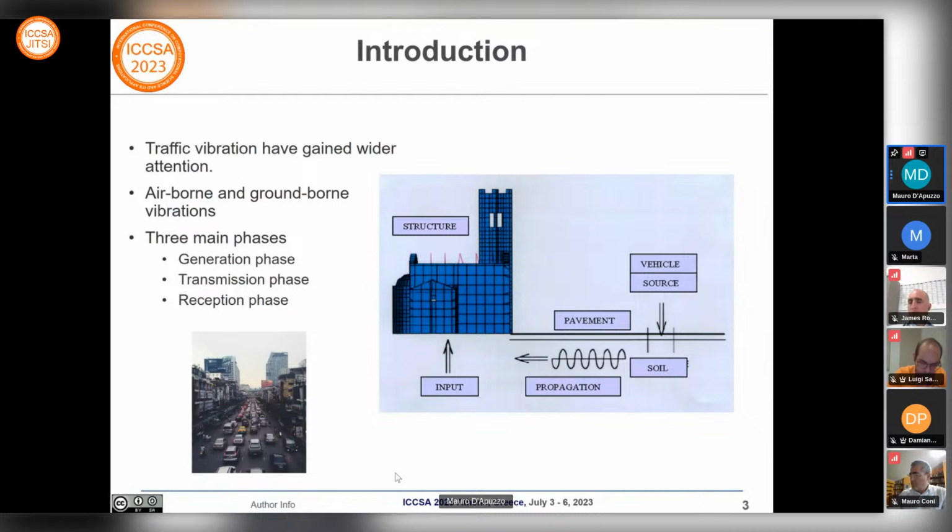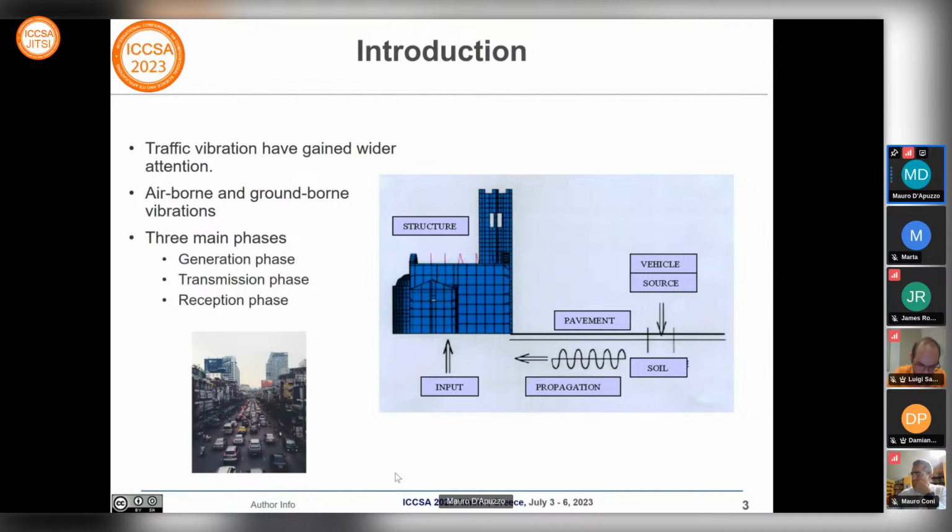And finally, you will have the reception phase where the vibration will reach the building, and obviously they can produce some resonance effect with some structural members or elements of this building, such as, for example, floor structures can have some resonance with vibration induced by traffic.